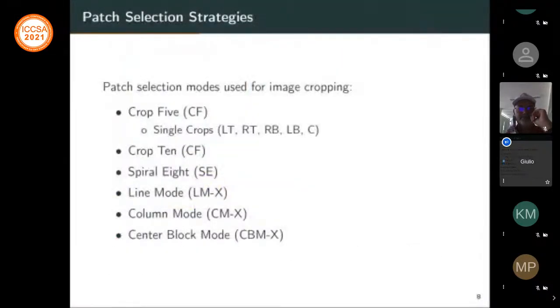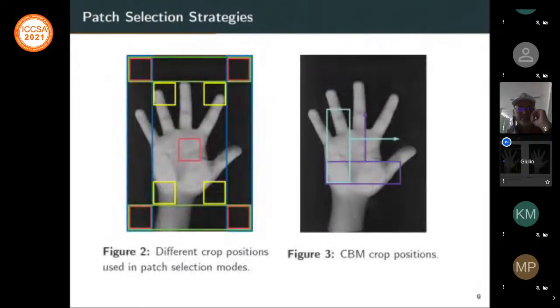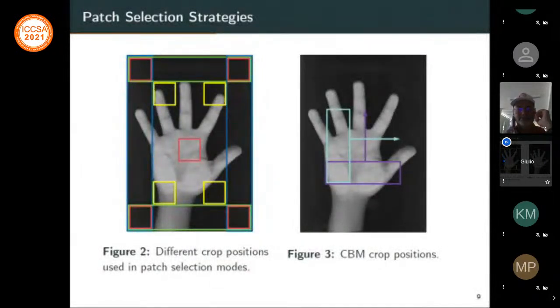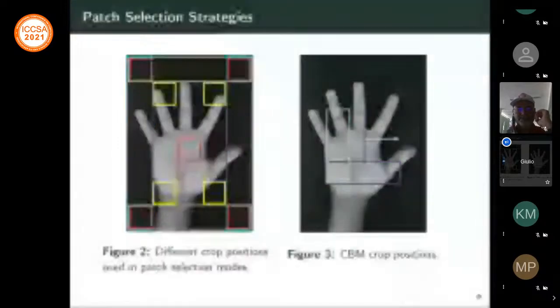And then line mode and column mode are specifically for the type of data that we use. It's data acquired by a line scanner. So in line mode, here, for example, in green, that means all patches are extracted at the same line position. So for example, along the same line. And for column mode, along the same column.